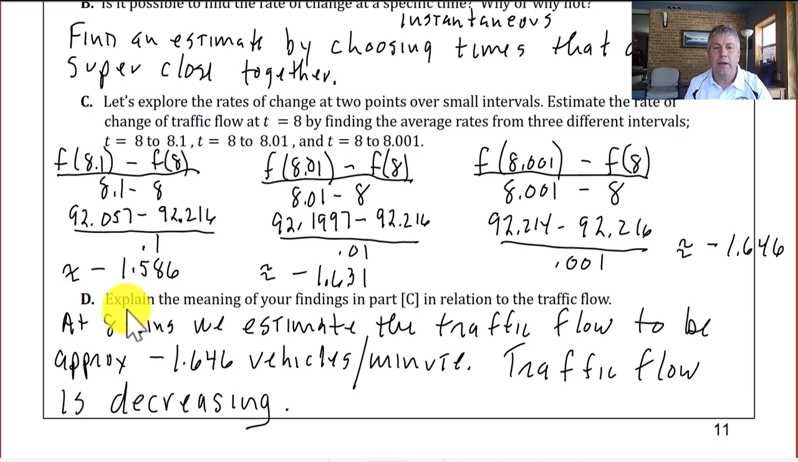So our summary, our findings seem to indicate that at 8 minutes we estimate the traffic flow to be approximately negative 1.646 vehicles per minute. I know it's restating the obvious, but traffic flow is decreasing at that rate.